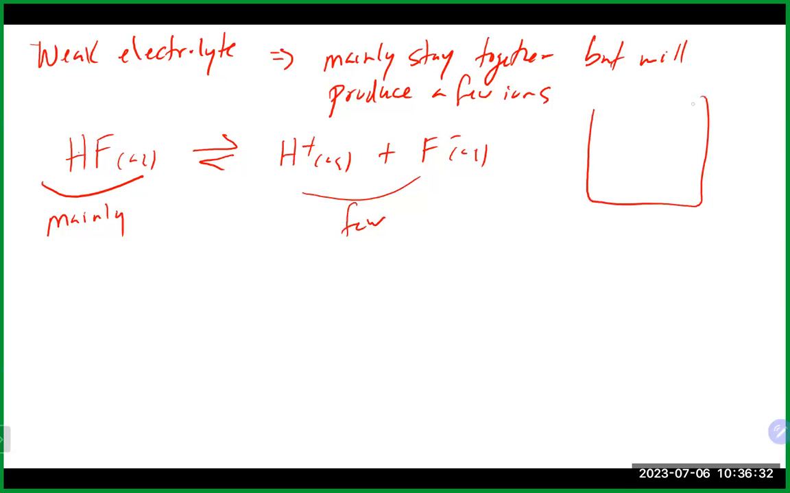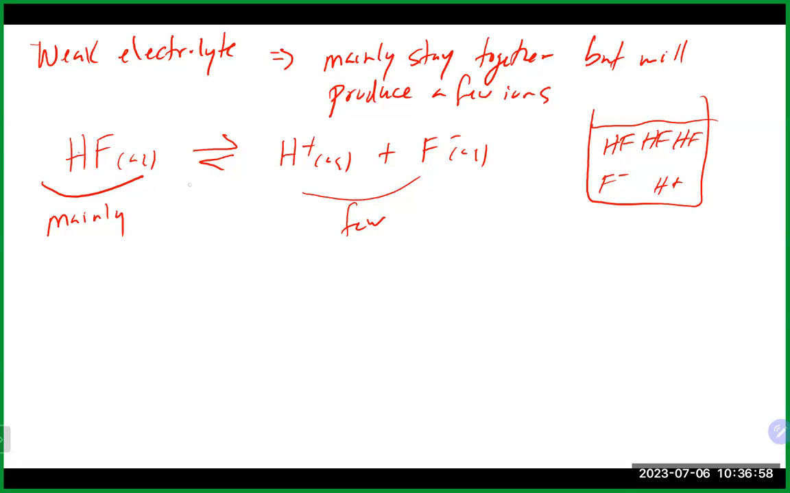So when you look at the beaker, it's mainly HF floating around in there together. But you do have a little bit of F minus and H plus floating around. And because it's still able to produce a few ions, it's still able to conduct electricity. It will be a little bit dimmer though, because of the fewer amount of ions that are present.